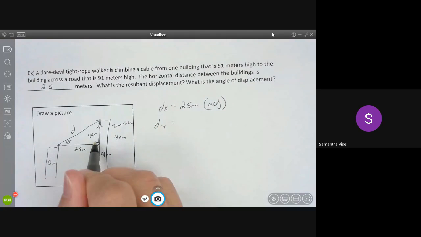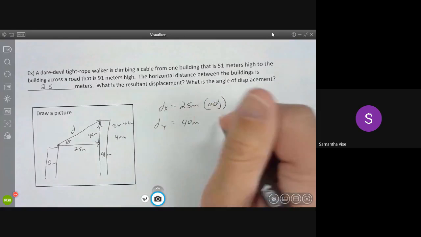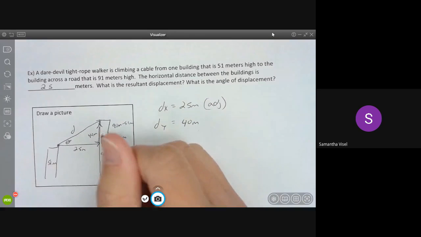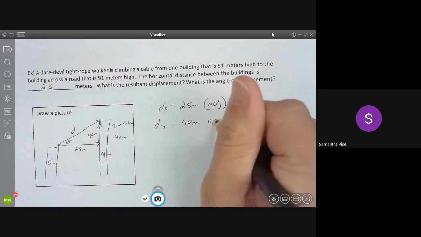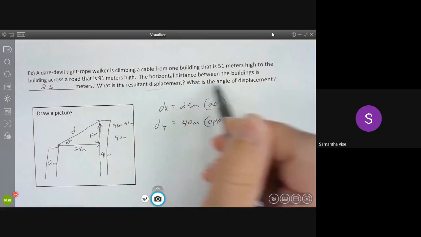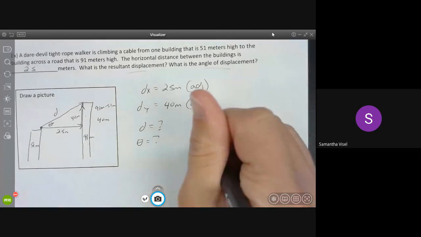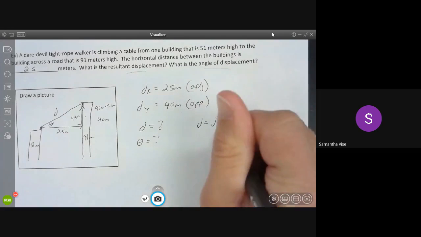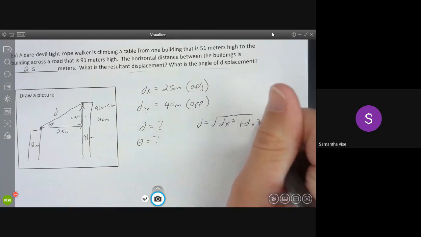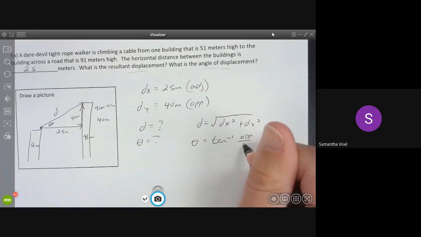And then dy, the vertical component that's traveled. We subtracted and found that to be 40 meters. That's going to be the opposite leg because it's across from my angle. Looking for a resultant displacement and angle of displacement. So what is d, what is theta? We have our Pythagorean theorem, the square root of dx squared plus dy squared, and then we have our inverse tan of the opposite over adjacent leg.